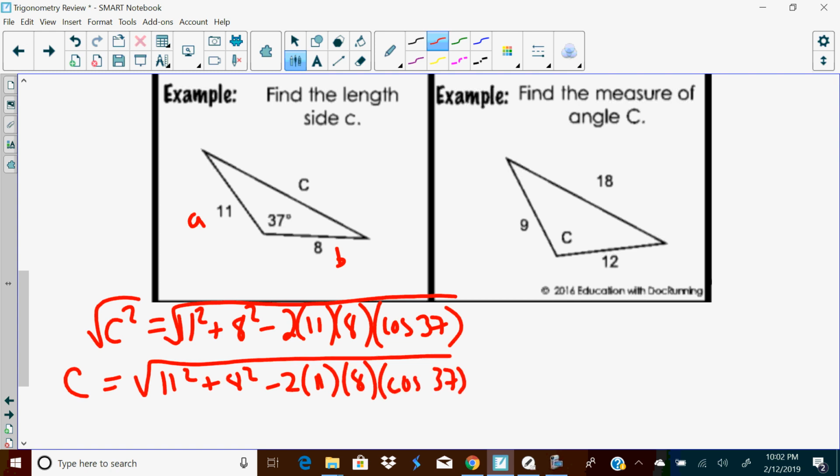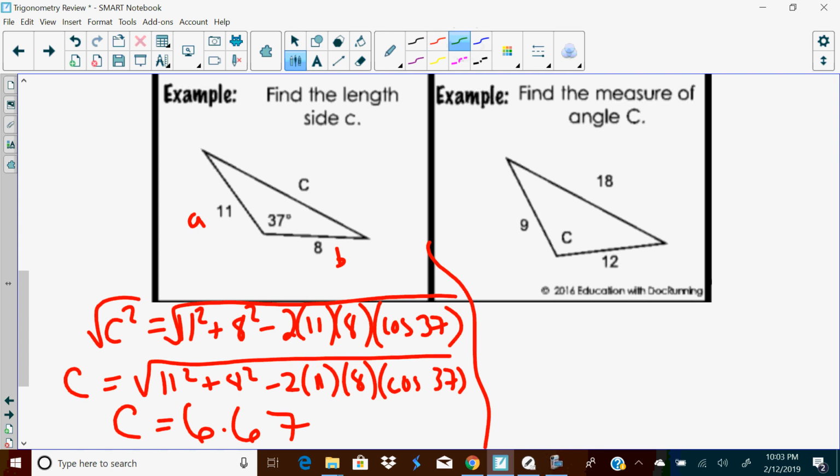And when I did that, I got C equals 6.67. That's my answer. So then another example is I'm trying to find the angle measure this time.